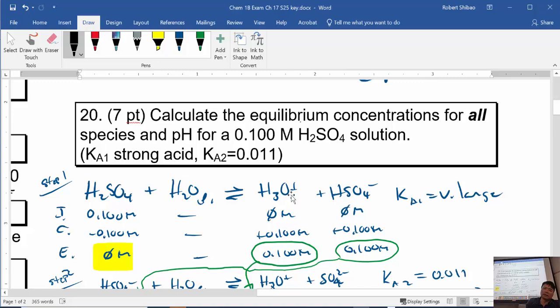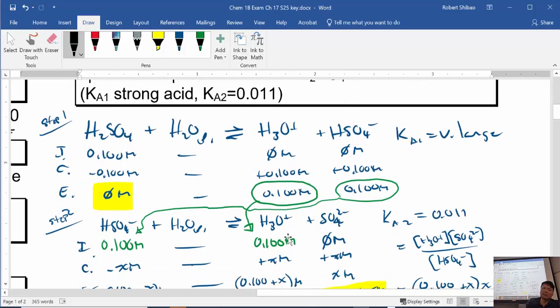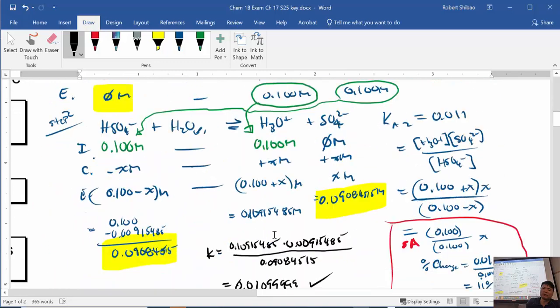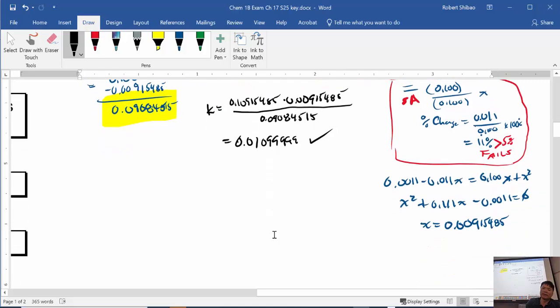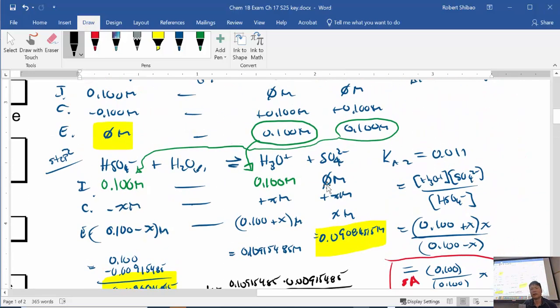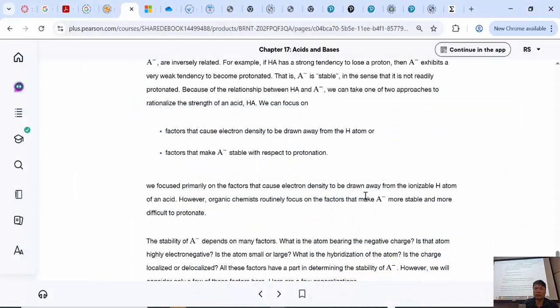This is just stepwise, works fine for this. The approximation fails, so we use the quadratic. I didn't complete the key. I need to complete it. Well, those are the multiple choice. I'll pass those back today.